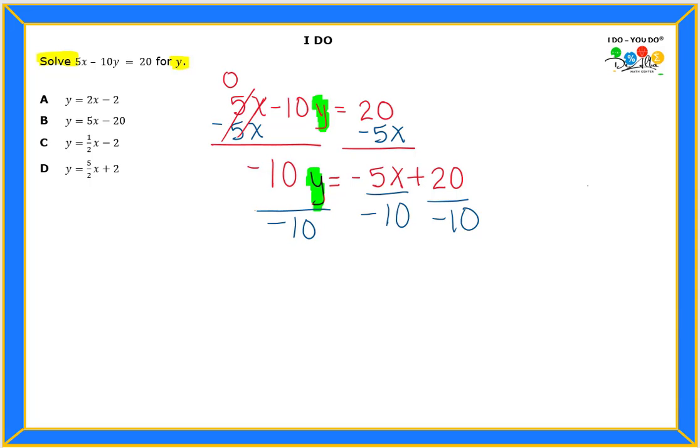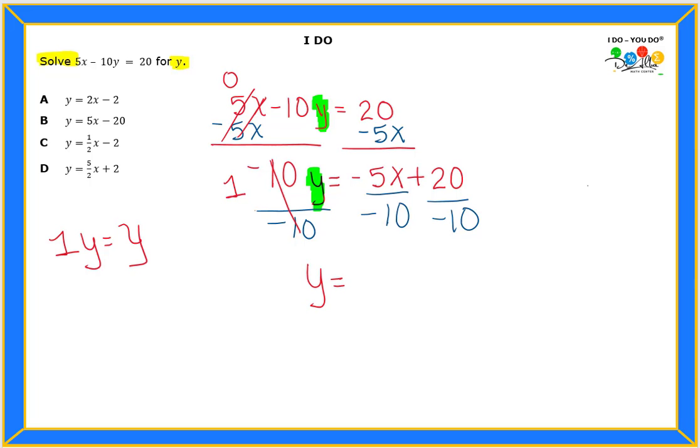Okay? So negative 10 divided by a negative 10 is a positive 1, which would be 1y. Is that right? But 1y is the same thing as y, exactly. So let's just write down the y by itself.